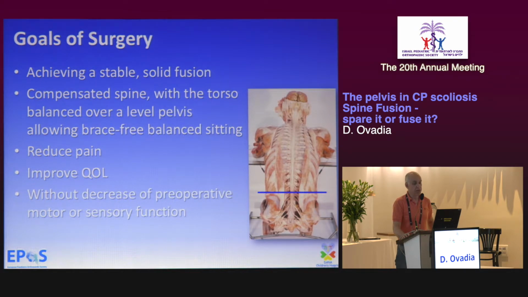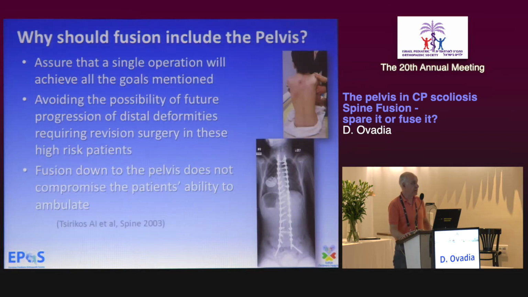The goals of surgery are to achieve a stable, solid fusion and to have a compensated spine with a torso balance over a level pelvis, allowing a brace-free, balanced sitting position. The aim is to reduce pain, to improve quality of life without decreasing the preoperative motor or sensory function of that patient. So why should we include the pelvis when we treat these patients?